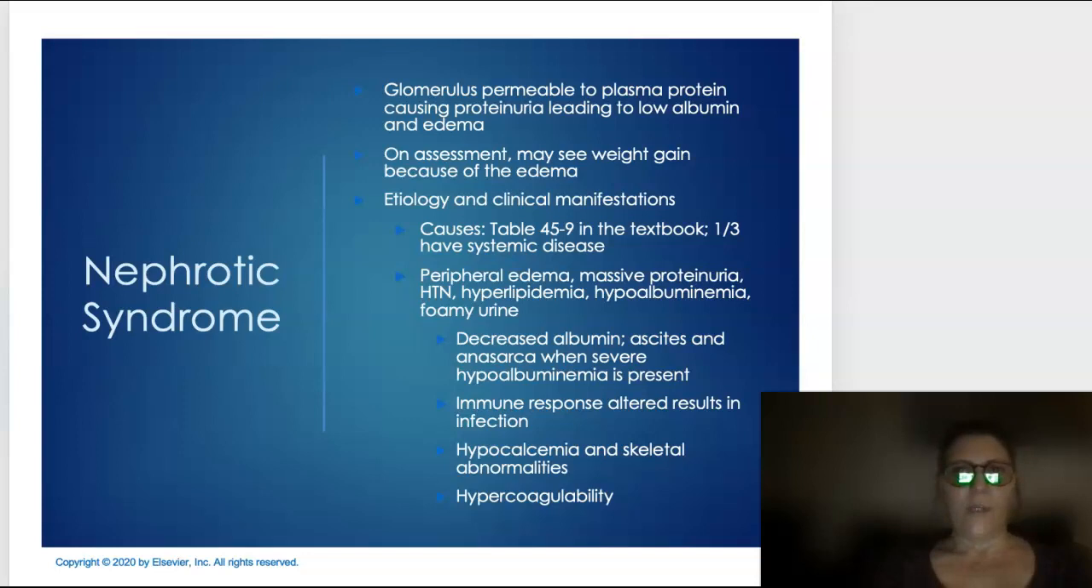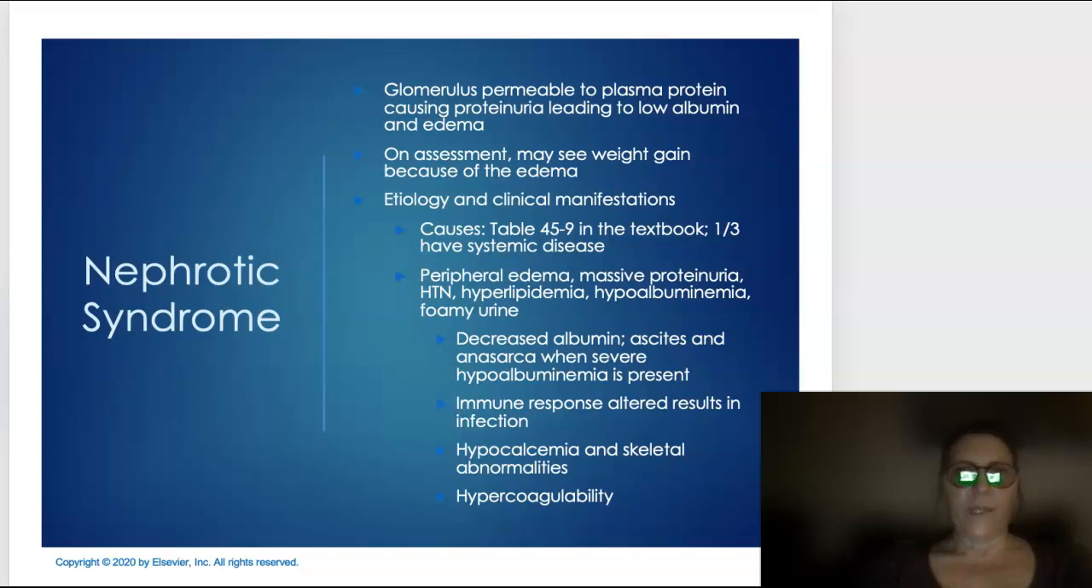Nephrotic syndrome. So glomerulus that's permeable to plasma protein, causing the proteinuria, leading to low albumin and edema. So if you lose all your protein out your urine, you're not going to have enough protein, and your albumin's going to be low. So on assessment, you might see weight gain. So if someone has nephrotic syndrome, they might have weight gain because of the edema. So the etiology and clinical manifestations, look in the book.